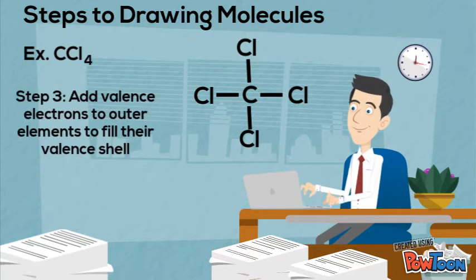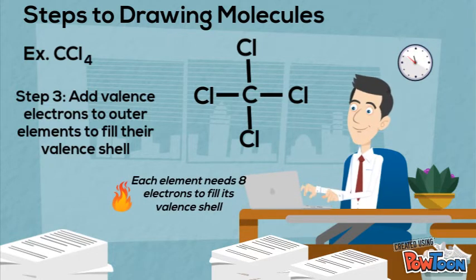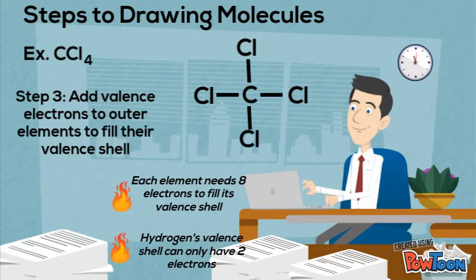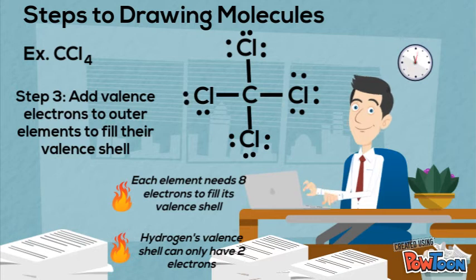Step number 3 is to add valence electrons to the outer elements to fill their valence shell. Each element needs 8 to be happy, except for hydrogen, which only needs 2. So we're going to add 6 electrons to the chlorine at the top, 6 electrons to the chlorine at the right. We're going to add 6 more to the one on the bottom and 6 more to the one on the left, and that's going to give us 24 total electrons added, and that should also fill each chlorine's valence shell.